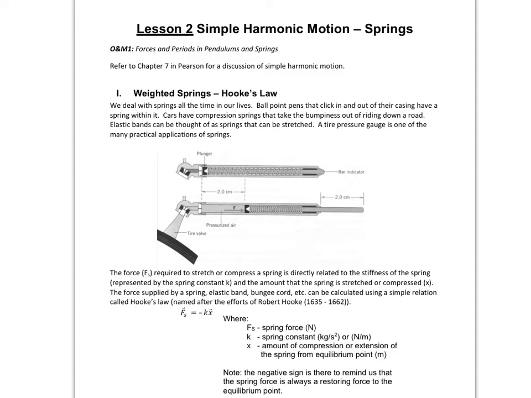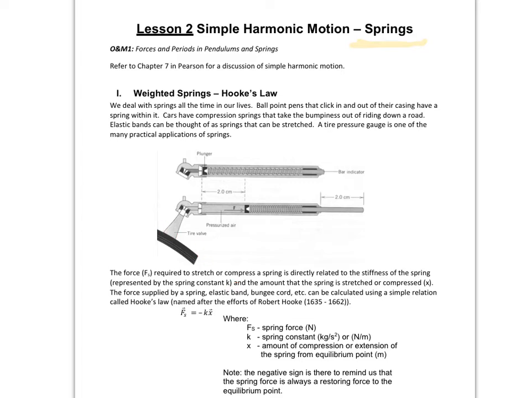Our second lesson for oscillatory motion regarding simple harmonic motion is for springs. So we looked at pendulums, and springs are very closely related. What we're seeing here is a tire pressure gauge, and it uses a spring to tell what the pressure of air is within the tire itself.